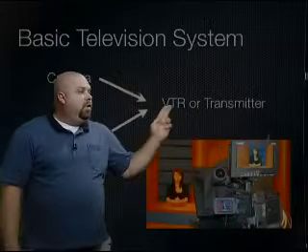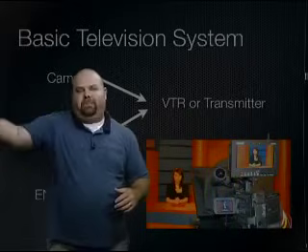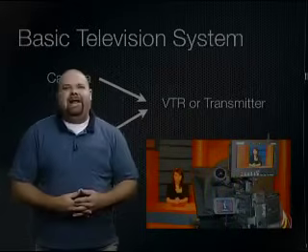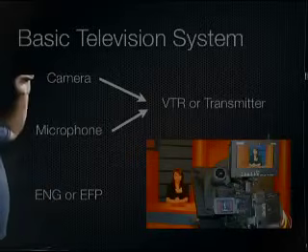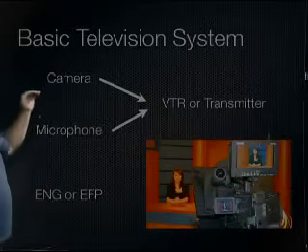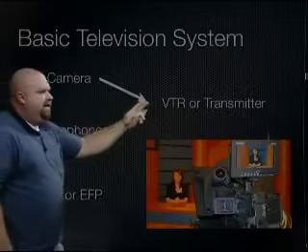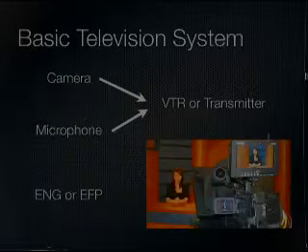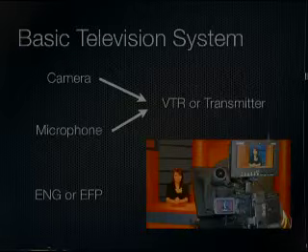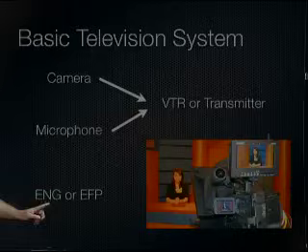Now, just because we record something doesn't mean we can't later broadcast it via a transmitter, and that happens all the time in television production. But this basic system is going to have some sort of video device, some sort of audio device, and then it's going to either be recorded, or it's going to be broadcast immediately, or it's going to be recorded and then broadcast later on. You can see down here now we have ENG or EFP.